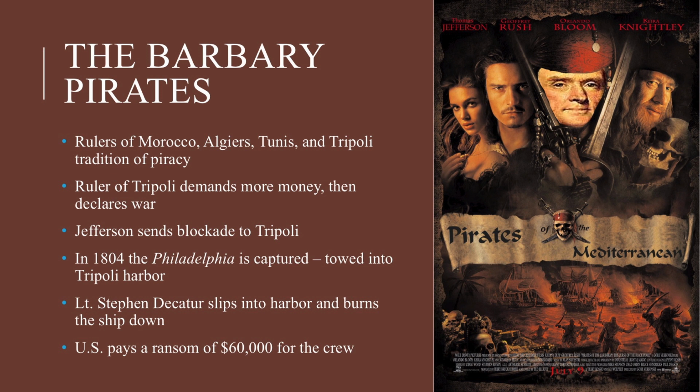The Jefferson administration also had to deal with foreign issues. For many years, the rulers of Morocco, Algiers, Tunis, and Tripoli had a tradition of piracy and demanding tribute. However, the rulers of Tripoli decided to increase the amount of money that they demanded. When the United States refused to pay, they declared war. As a result, Thomas Jefferson sent a blockade to Tripoli.